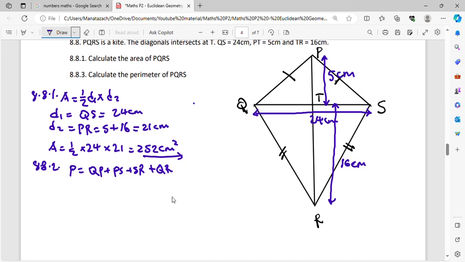So we know that the kite is the same on either side. It's symmetrical. I'm sorry about that. So let's try and find out the sizes. If we can find this length and that length, then we'll be able to answer the question of the perimeter. So let's calculate QP.